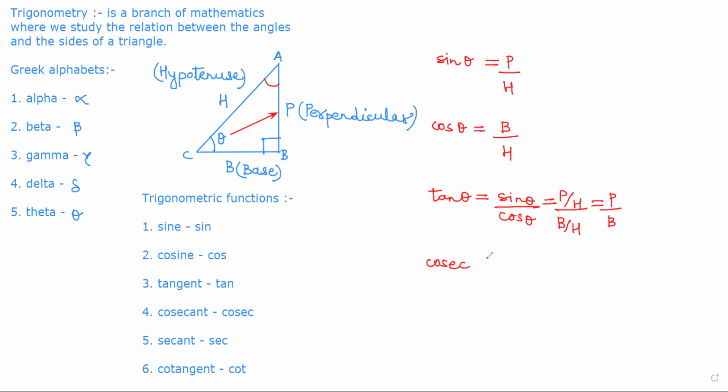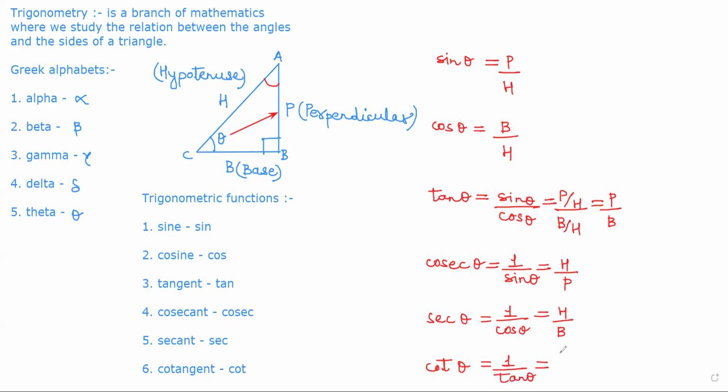Then comes cosecant, cosec theta. It is 1 upon sine theta. So it is H upon P. Then there is sec theta. It is 1 over cos theta. It is H over B. And the last one is cot theta. This is given as 1 upon tan theta, so it is base upon perpendicular. So this is how the values of these functions are given when they are operated on the angles of a triangle.